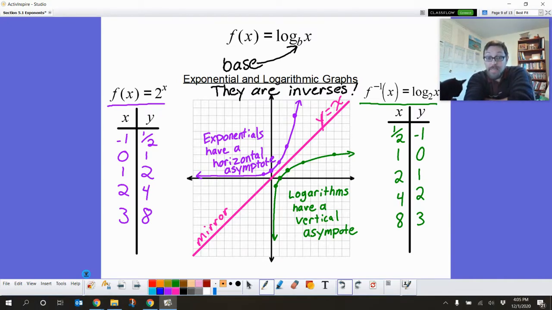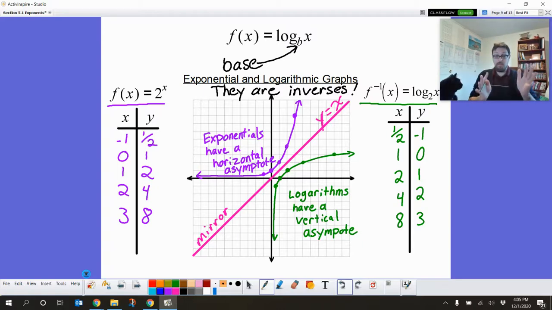So exponentials have a horizontal asymptote, while a logarithm has a vertical asymptote. The reason is that they are inverses of each other, and they are mirrored over that pink line down the middle, y equals x. That's what every inverse is, because it's taking the x and y values and swapping them around. You can see that these tables match, but they're just reverses of each other.